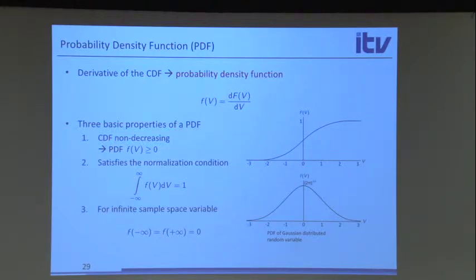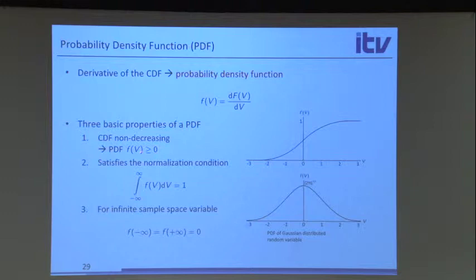Okay? So the probability density function has a few properties which come from the properties of the CDF. First of all, because the CDF is monotonically increasing, the slope of this is always larger than or equal to 0. So the PDF is always larger than or equal to 0. It cannot be negative. Okay?